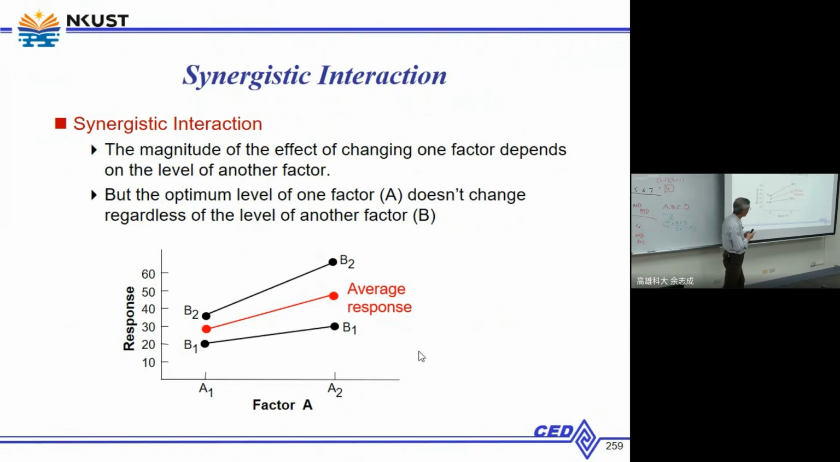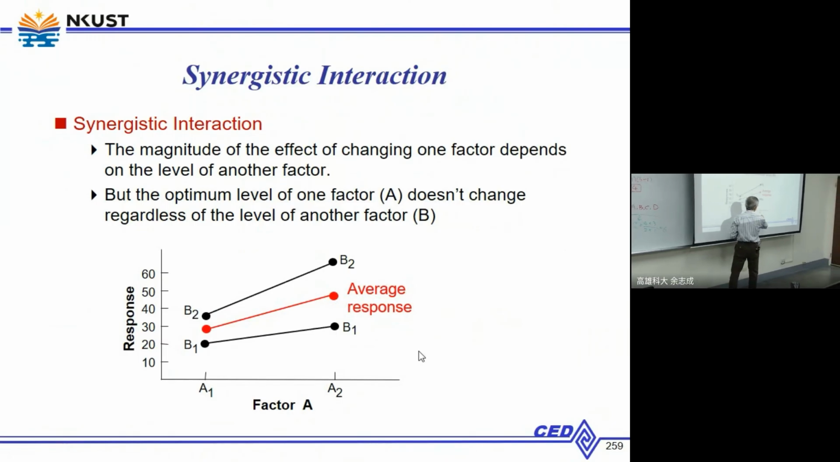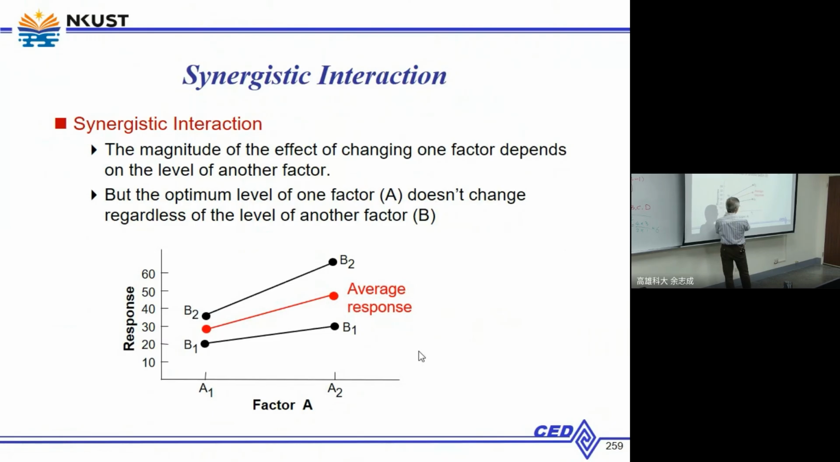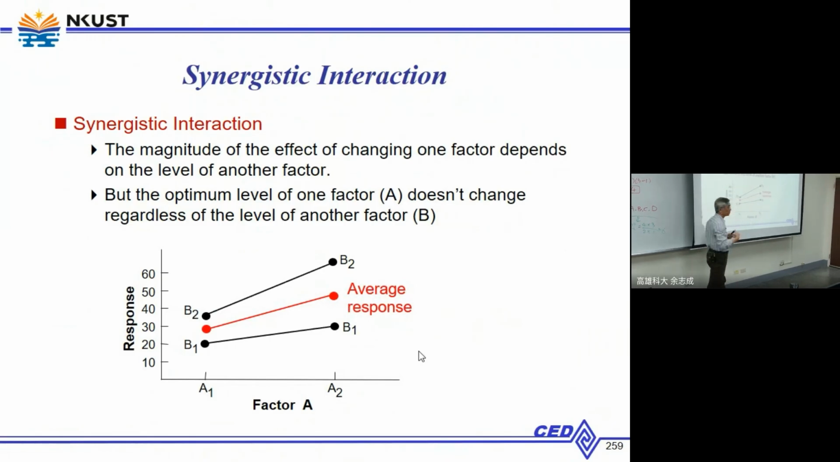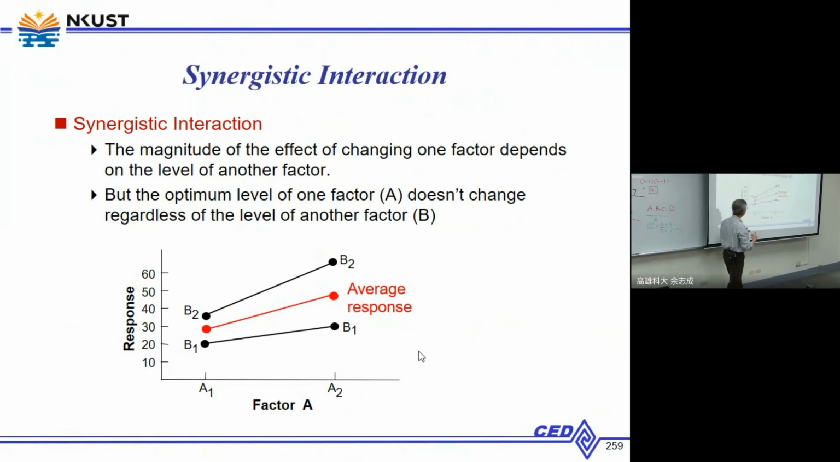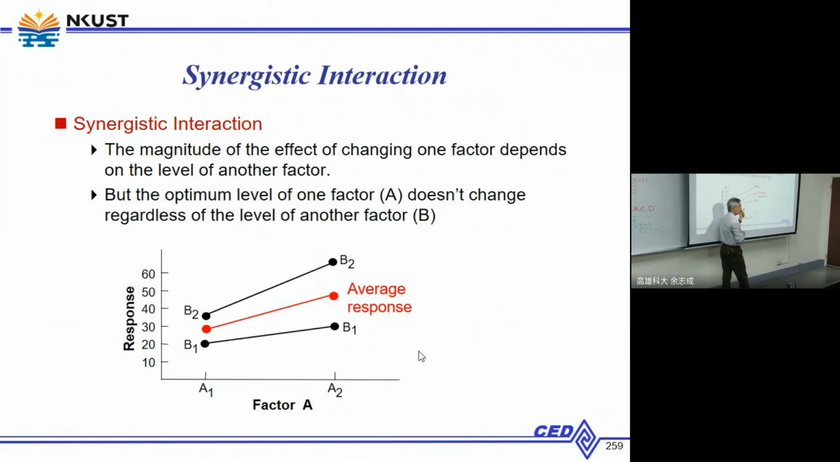Synergistic interaction. You can see that the selection of A, no matter B1 or B2, they are the same. A2 is better than A1, which is the same as the effect plot. The effect plot looks like the middle line between these two interaction plots. Or you can see that the interaction plot splits this effect plot into two lines.